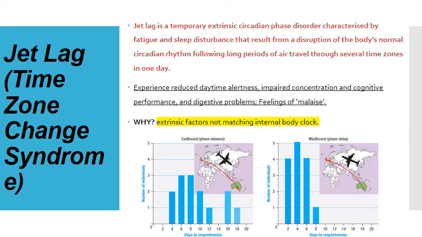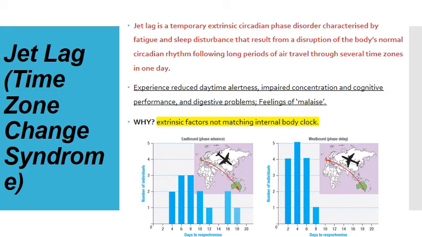Okay, so jet lag. Jet lag is a temporary extrinsic circadian phase disorder characterized by fatigue and sleep disturbances that result from a disruption of the body's normal circadian rhythm following long periods of air travel through several time zones in one day. That is a big mouthful.